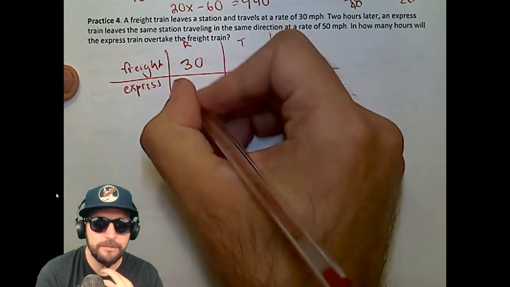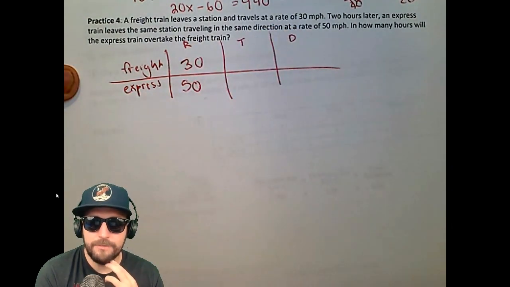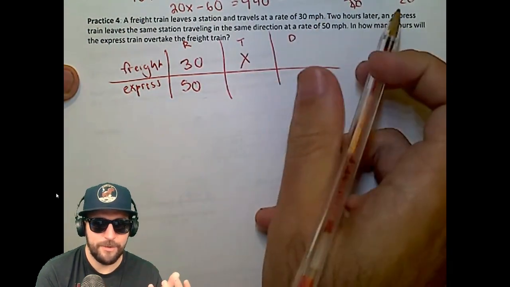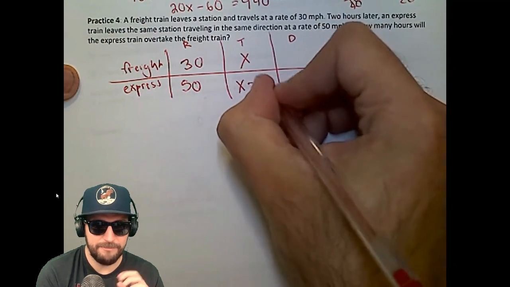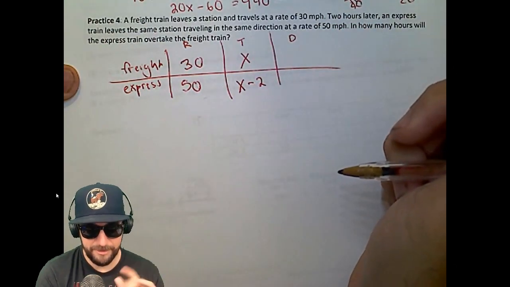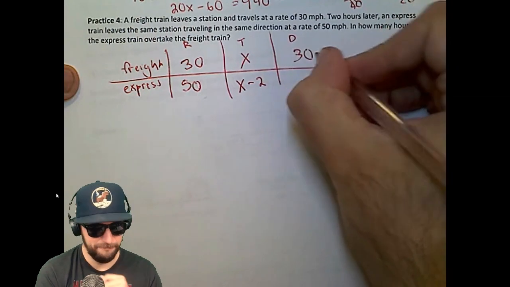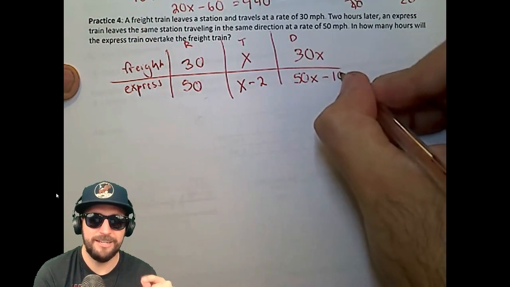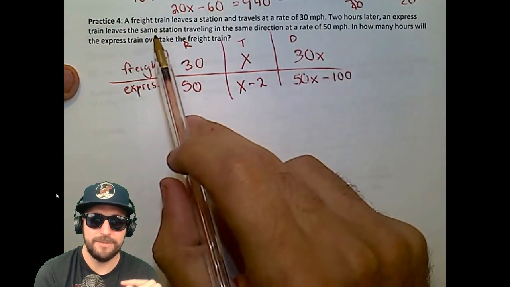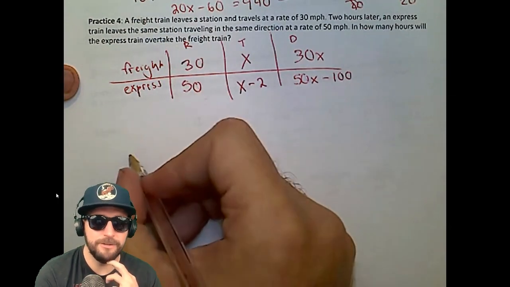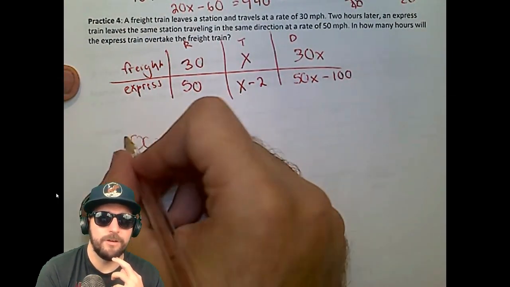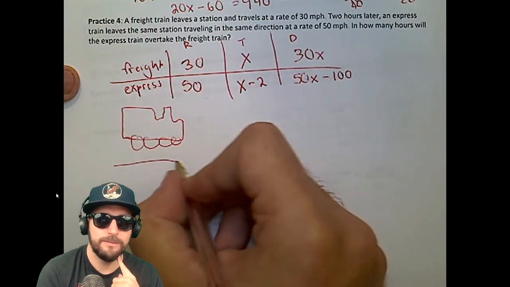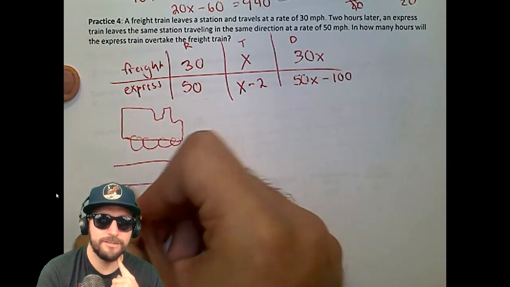So that's their rates. Time, what do we know about the time? It says 2 hours later, an express train leaves. So if a freight has been traveling for x hours, the express train has only been traveling for x minus 2 hours. It left 2 hours later, so it's been traveling 2 hours less. Distance: D equals R times T, DRT. 30x and 50 times x minus 2 is 50x minus 100. Distribute.